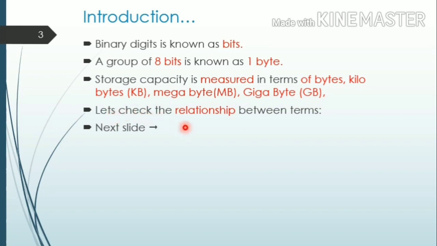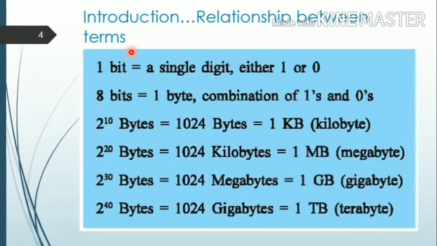Now here is the relation between these measures. One bit is a single 0 or 1. If we take 8 bits, that is 1 byte, a combination of ones and zeros. 2 raised to 10 bytes is 1024 bytes, and it is called 1 KB, that is kilobyte.